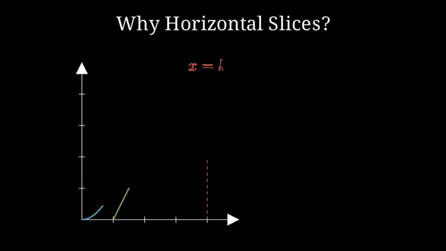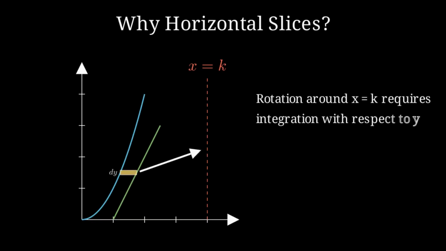When we rotate a region around a vertical line, we must slice the area horizontally. These slices have a thickness of dy. This means every function we use must be expressed in terms of y. This shift in perspective is the first step to setting up our integral correctly.